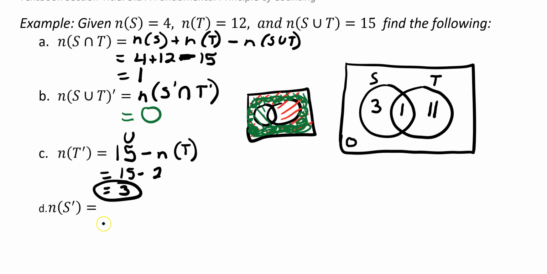And the number in S complement is the number in our universe minus the number in S. Our universe is 15, and we subtract the number in S, which was 4. So I find out that S complement has 11 elements.